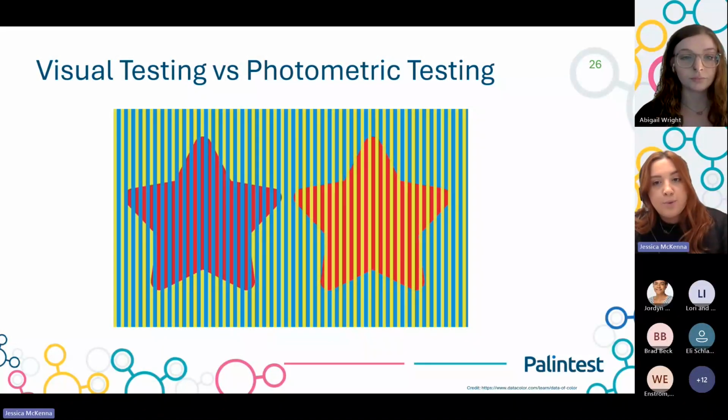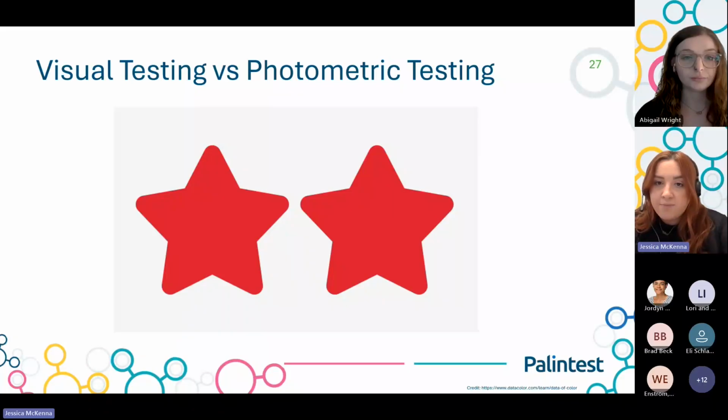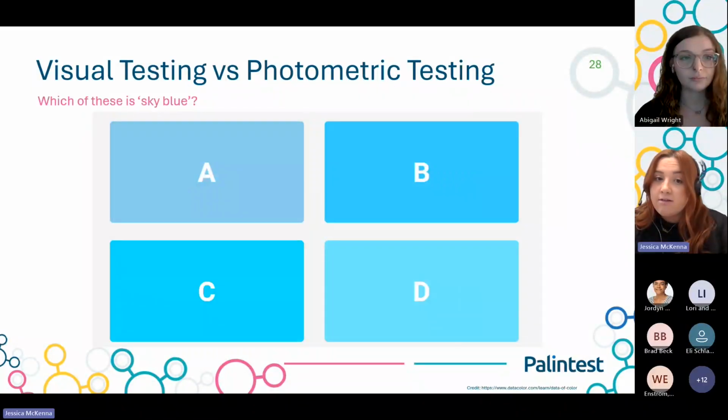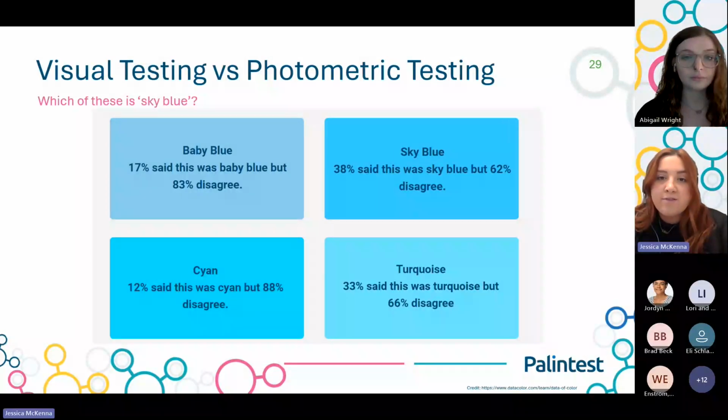So if we use this example here, when looking at this image, the two stars appear different shades of red. However, if we remove the background colour, they're actually the same, showing the surrounding environment can have a big impact on how you see colour. Another example here. All colours here are a shade of blue, but if I was to ask which colour you think is sky blue, there are a good mix of opinions on here. Only 38% agree with the correct colour of sky blue, showing that we all see and interpret colour differently.